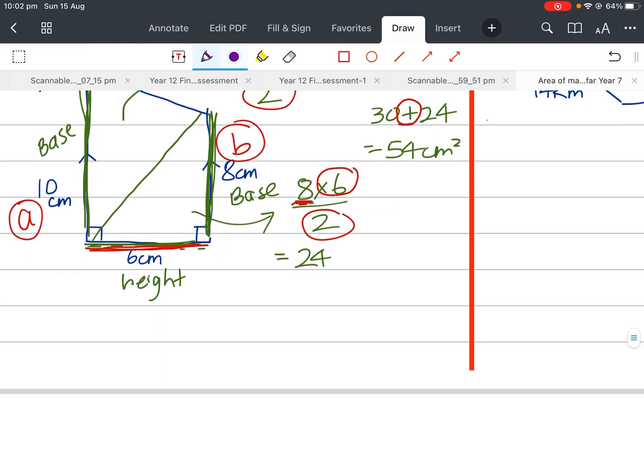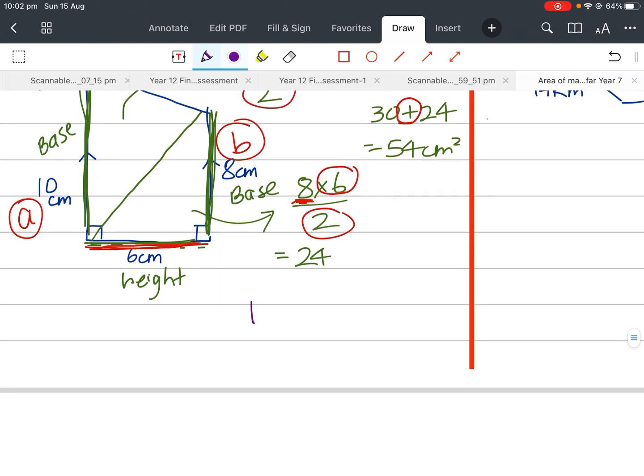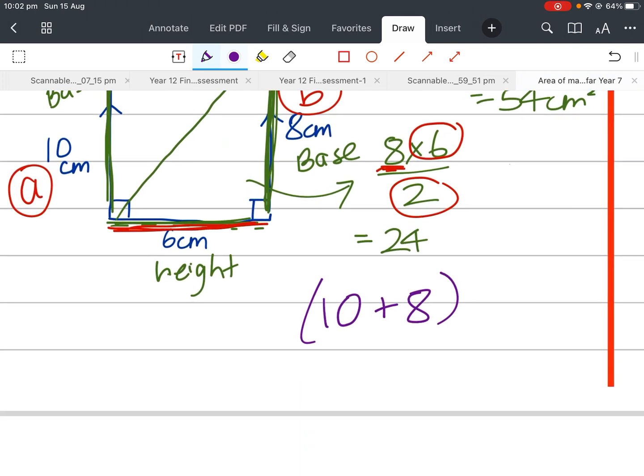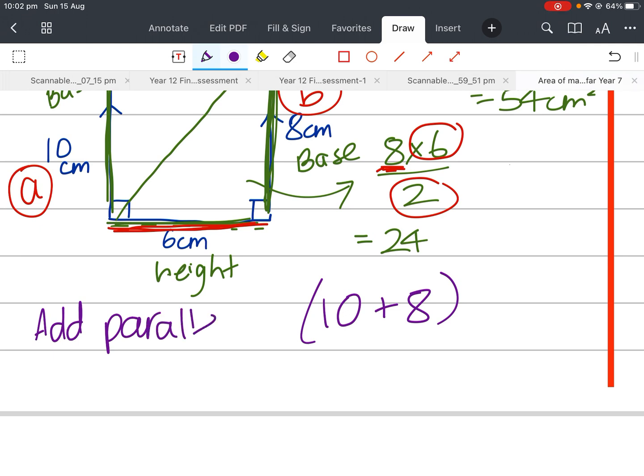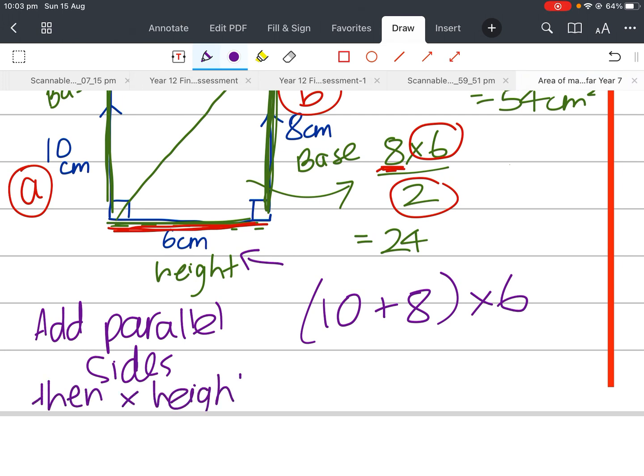You're going to go A plus B, so that's the 10 plus the 8. So the rule is add parallel sides. Okay, then we're going to multiply by the height. And then what's the last thing we do? Then we divide by 2.